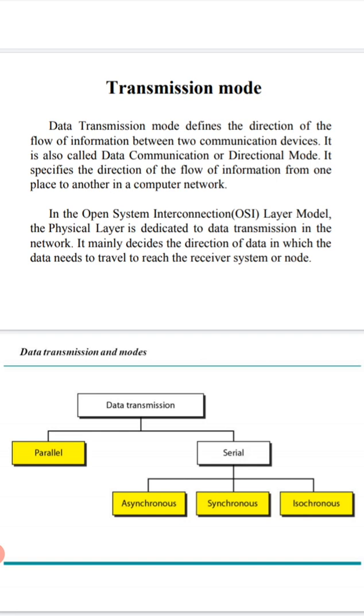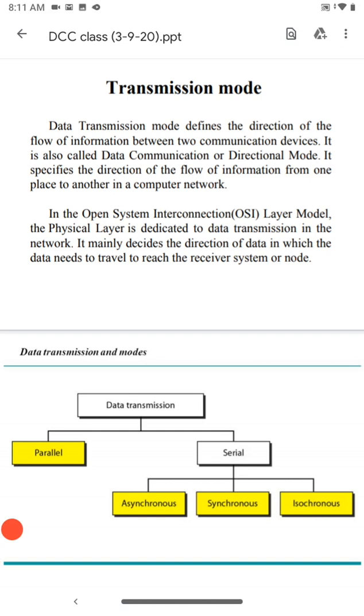This direction of flow of information specifies the direction from source to destination or destination to source, that is, from one place to another in the computer network. In the Open System Interconnection, that is, in the OSI model, the physical layer is designed for the direction of data in which the data needs to travel to reach the receiver system or node.